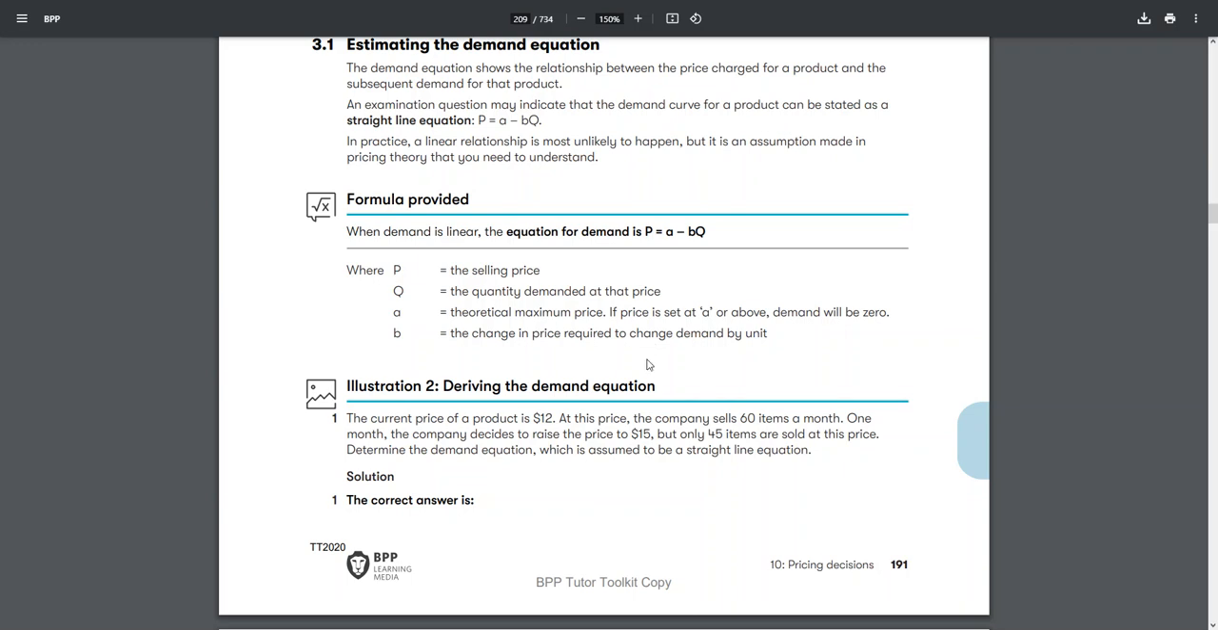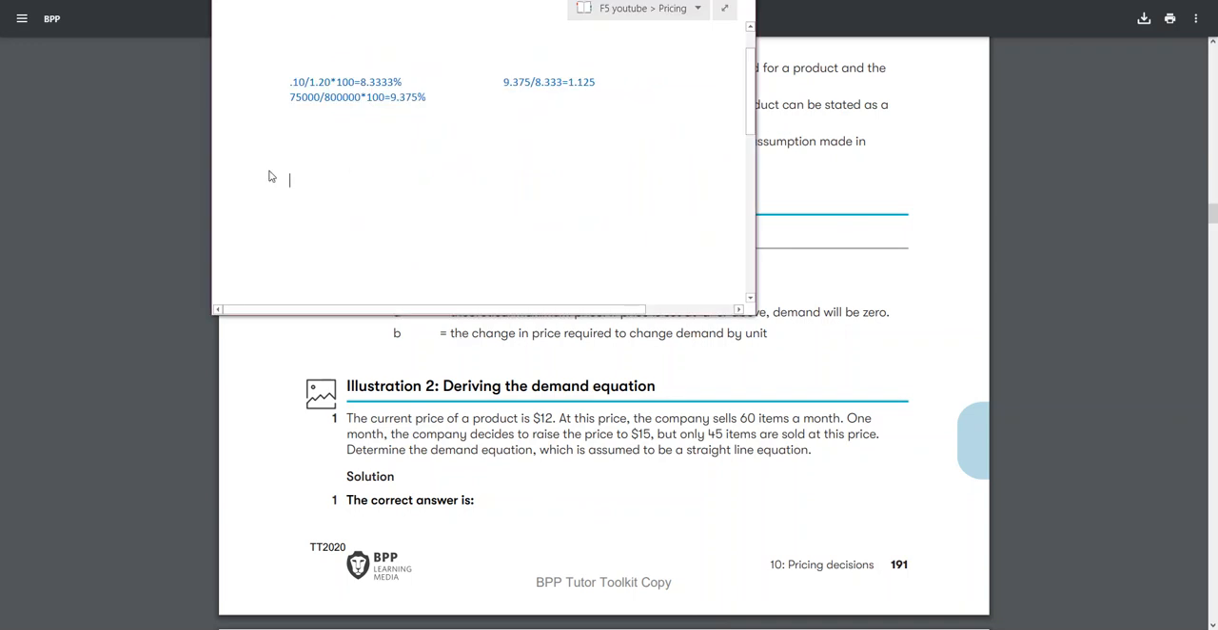So we have a question here. The current price of a product is 12. At this price, the company sells 60 items a month. One month, the company decides to raise the price to 15, but only 45 items are sold at this price. Determine the demand equation, which is assumed to be a straight line equation. Okay, so first let's find A, which is the price at which demand is going to be nil.